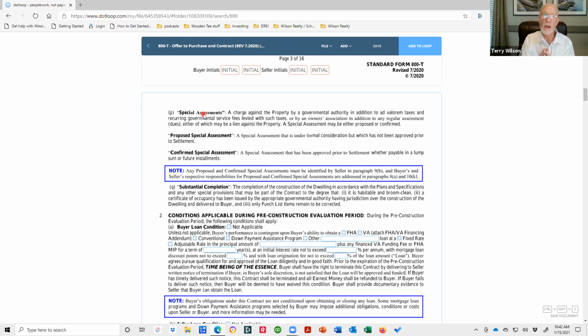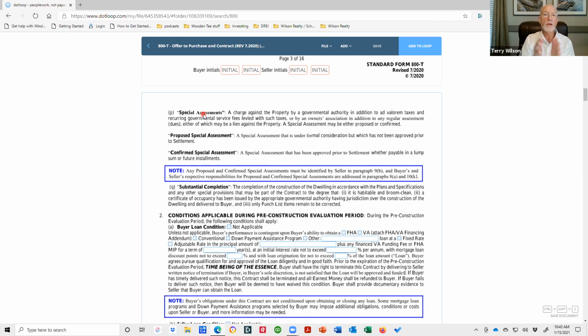Or the HOA wants to install a pool, then they will apply a special assessment for the homeowners to install the pool. If it's proposed, it's under formal consideration to be done, then the buyer will be responsible for those costs if it is actually confirmed later on.